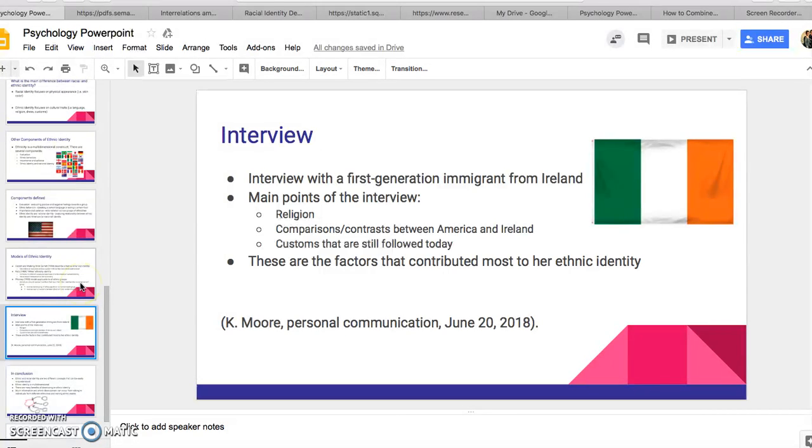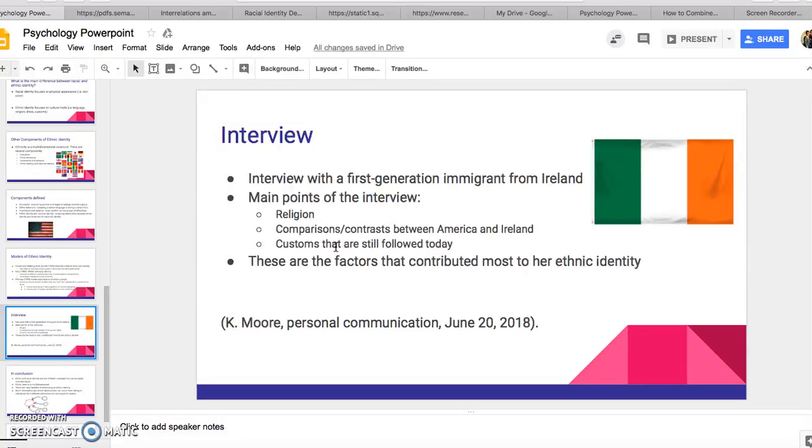Okay, also for part of this project, I conducted an interview. That was one of the suggested activities. So I interviewed a first-generation immigrant from Ireland and was able to find out a lot of information on her ethnic identity. She talked a lot about her religion, which we learned is a very prominent feature of ethnic identity. So she valued that pretty close to her.